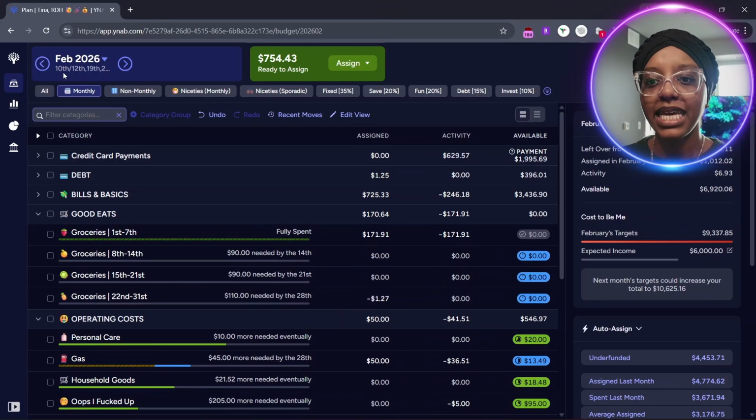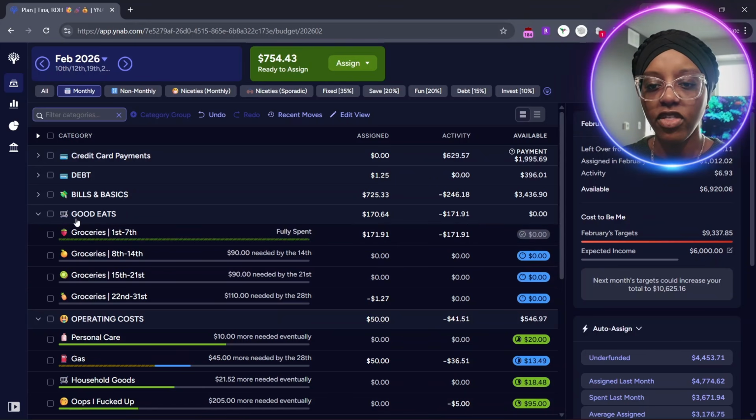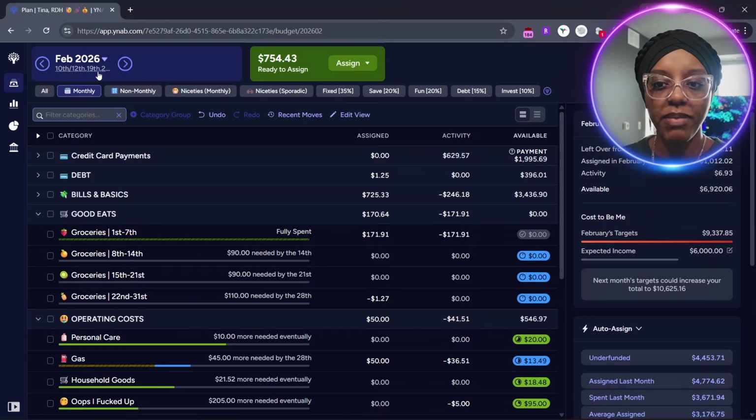And again, getting paid the 10th and the 12th. So you have 2 more checks that could go to that 8th through 14th time period. And then from the 15th to the 21st, you're getting paid the 19th. So you have plenty of money coming in.